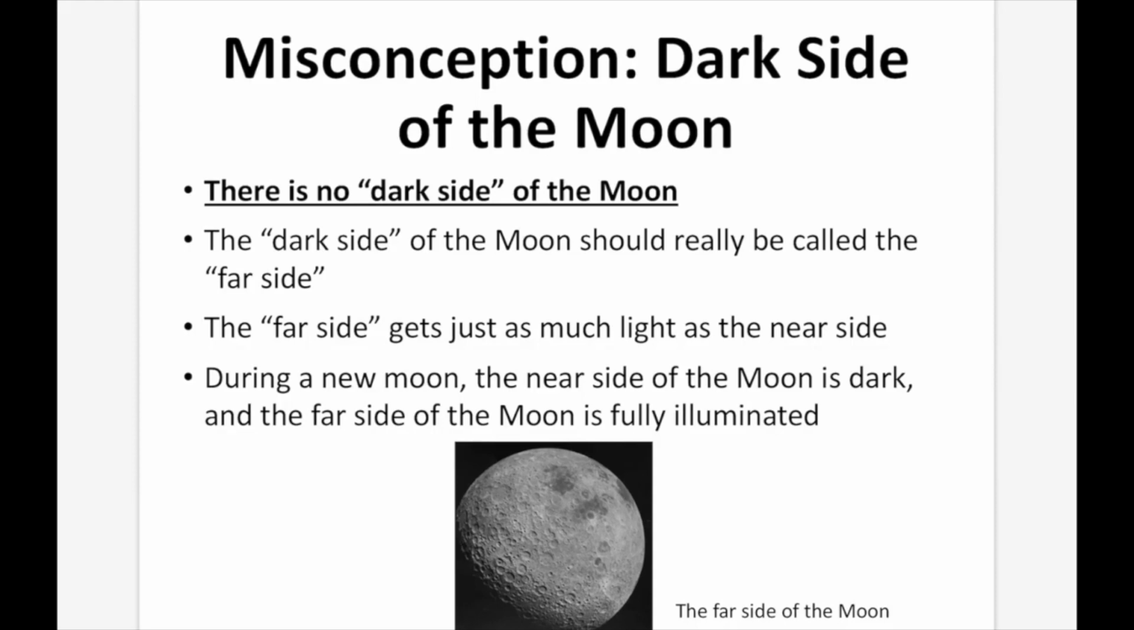During a new moon, the near side of the Moon is dark and the far side of the Moon is fully illuminated. Keeping in mind, we only see the same side. So this side is still seen, but to see it, you actually need to fly to the other side of the Moon and have a look from there, using either a rocket ship or a satellite.